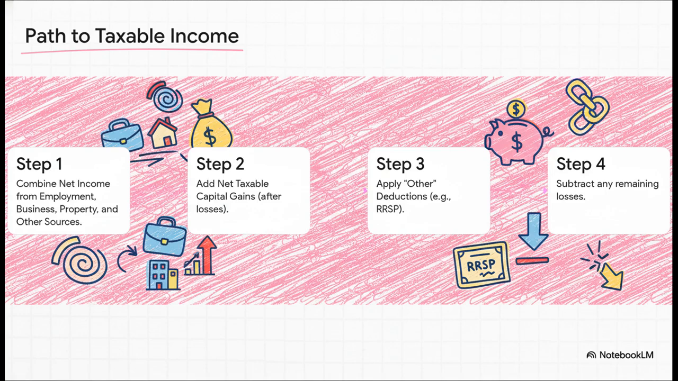The Income Tax Act lays out a very specific recipe, a 4-step formula we have to follow. It's often called the statutory scheme. Step 1, you lump together your net income from employment, business, property, and those other sources. Step 2, you add in your net taxable capital gains. Step 3, you get to subtract some specific deductions, and the most common one here is for RSP contributions. And finally, Step 4, you subtract any losses you might have. Once you've gone through that whole process, you land on a really important number called net income for tax purposes. This isn't the final answer, but it's a huge milestone on the way there.